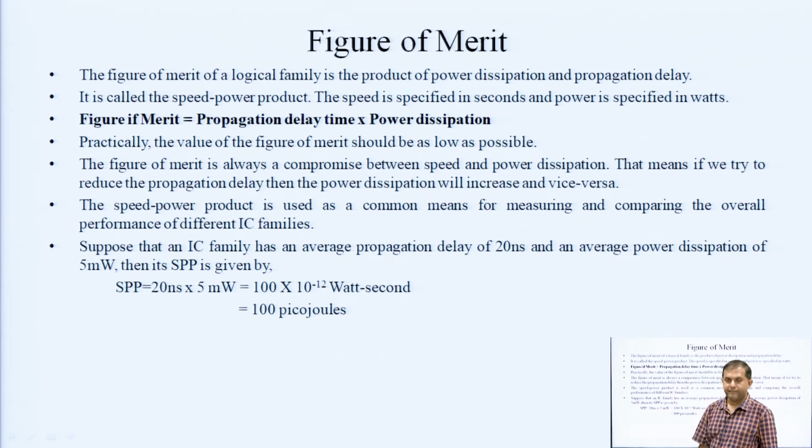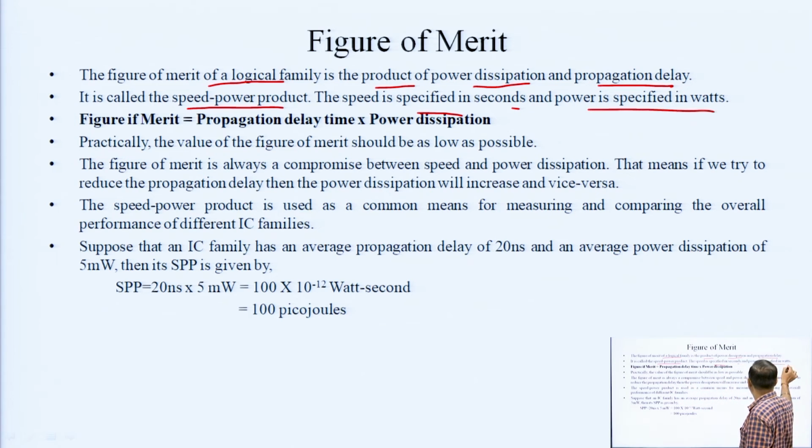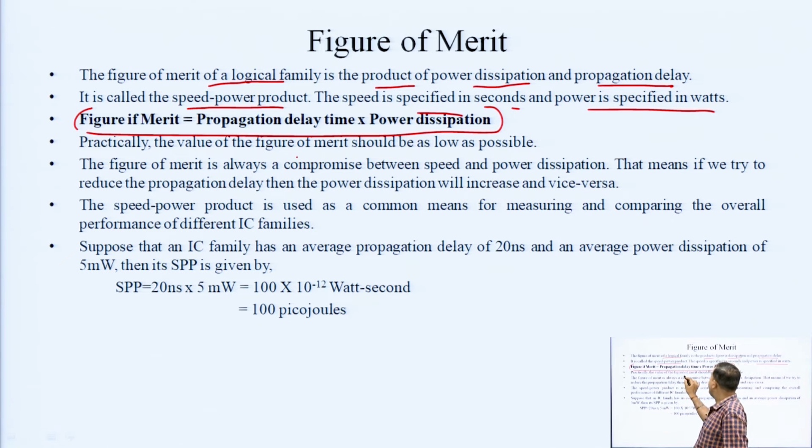Figure of merit. The figure of merit of a logic family is the product of power dissipation and propagation delay. Both the terms we have already discussed. The product of both these things is called the figure of merit. It is also called the speed power product. The speed is specified in seconds and power is specified in watts. Okay. Practically the value of the figure of merit should be as low as possible.